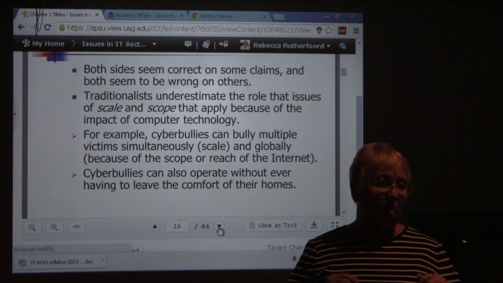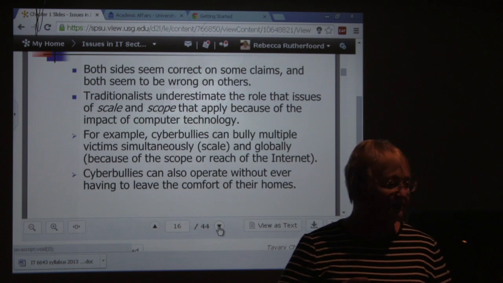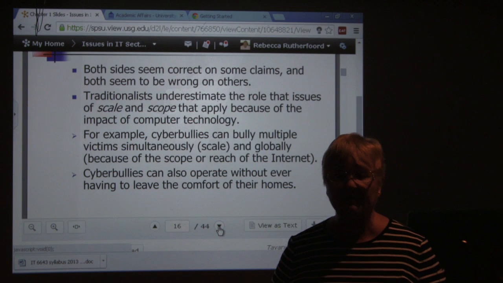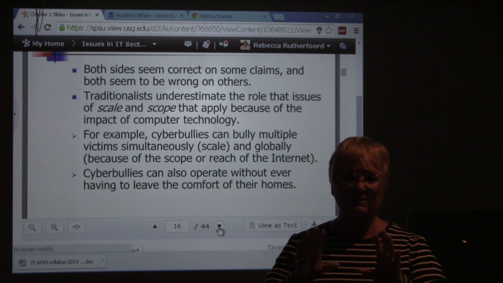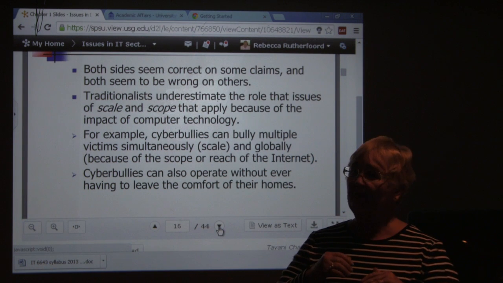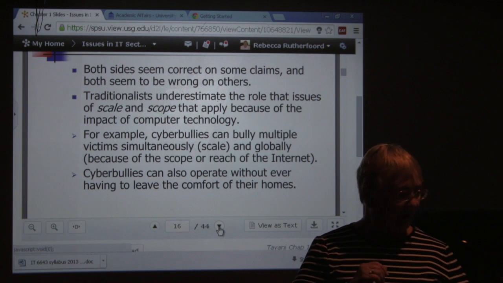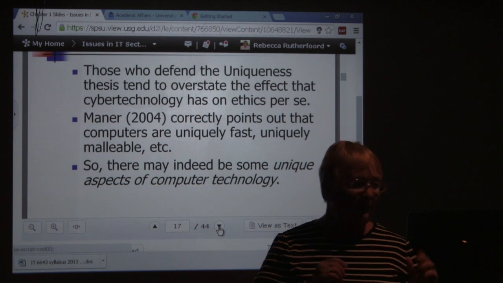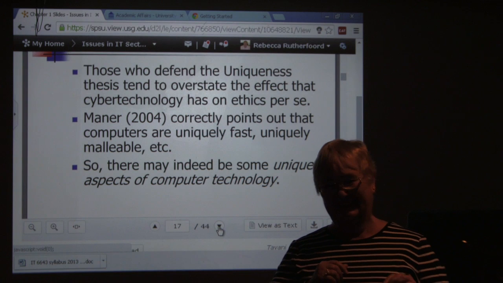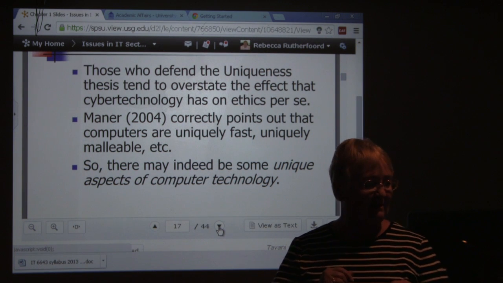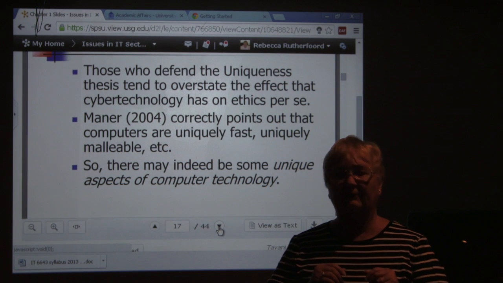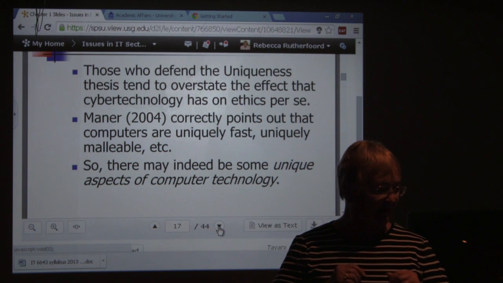In addition, with cyberbullying, for example, you can bully multiple victims. You're not limited to one person. So this grand scale that has occurred has made it different, and it's made it more problematic to deal with. Those who defend the uniqueness role tend to overstate the fact that cyber technology itself has made all kinds of new effects on ethics. So we have kind of both things.